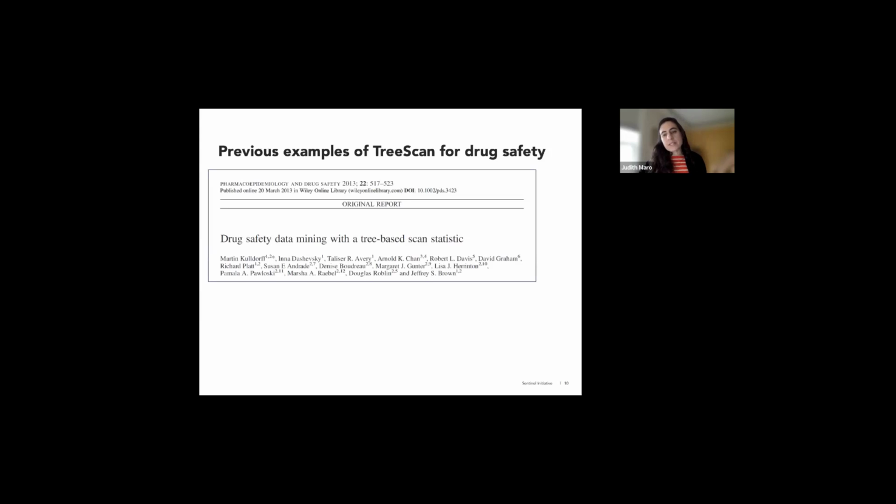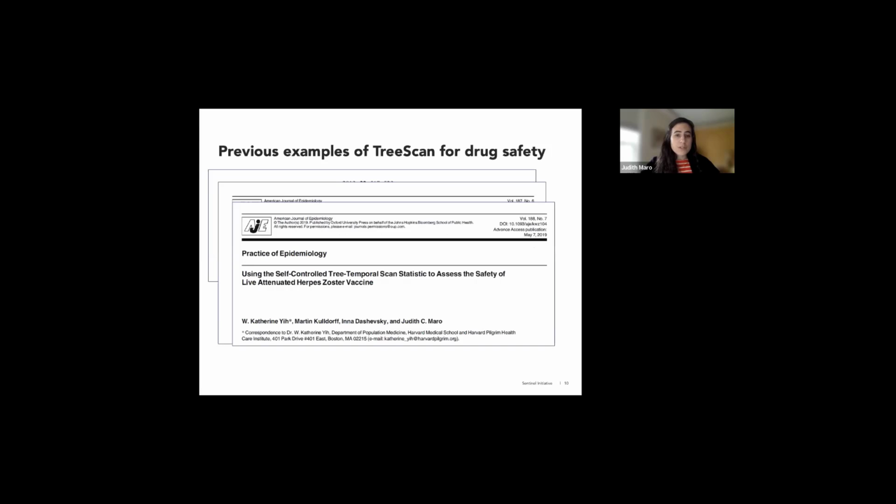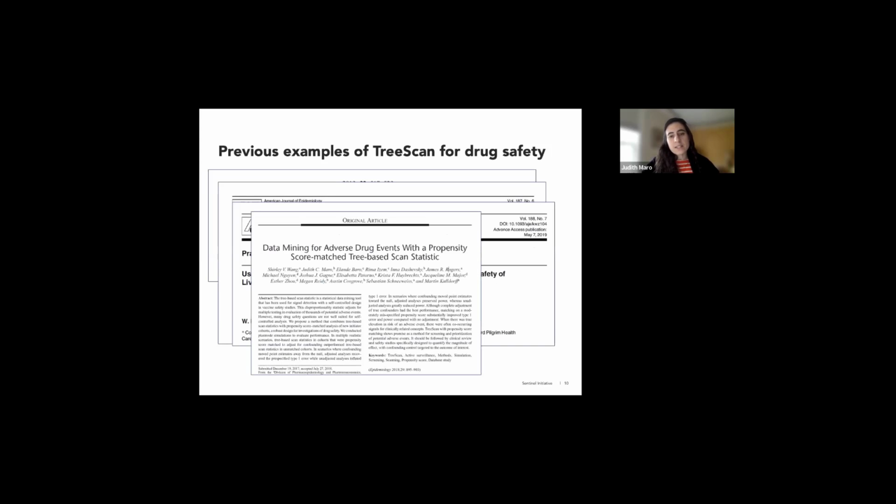And here are some examples of when tree scan was used in the past. So this is an early publication on tree scan. Martin Kulldorff authored it. He is the inventor of tree scan. And so this was using Poisson-based statistics and one of the first ventures into drug safety data mining. We've also done a lot of work in vaccines. And so this has been used extensively with temporal tree scan statistics. It was then brought into drug-based work with propensity scores by my lovely colleague, Shirley Wang.